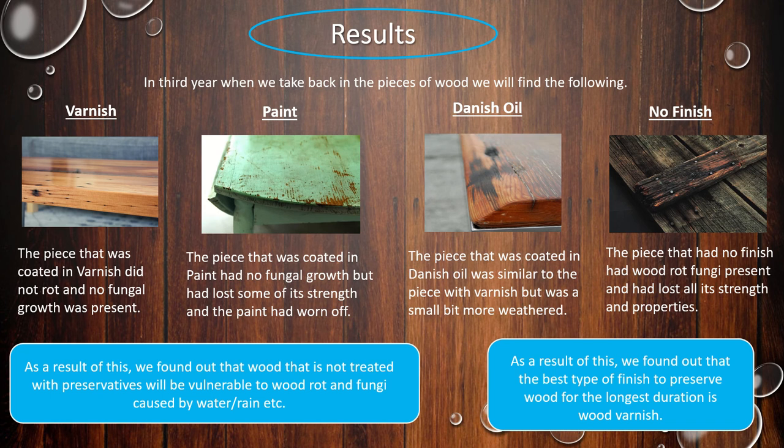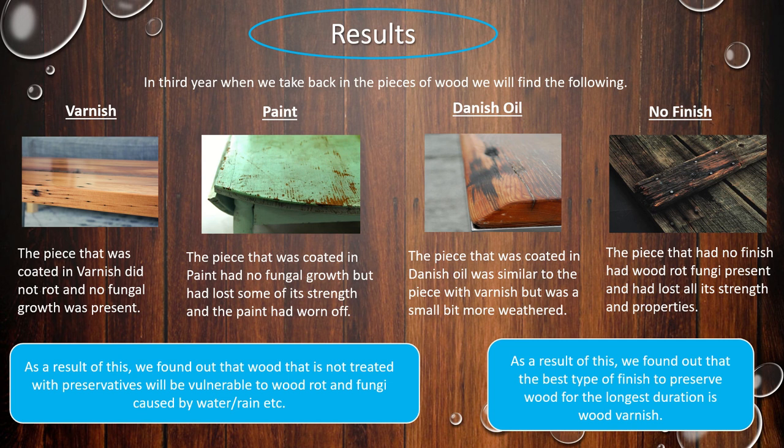So the results of this: when we come back in third year and look at the four different pieces, we see that the piece that is varnished didn't rot and there was no fungal growth present. So obviously this helped with the impact of water, the water didn't have really any impact on the timber and it held its strength throughout the 2 years.